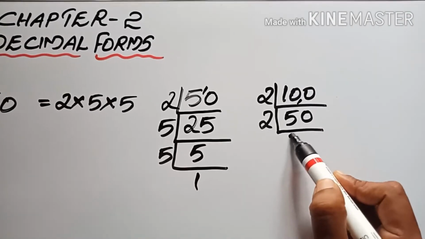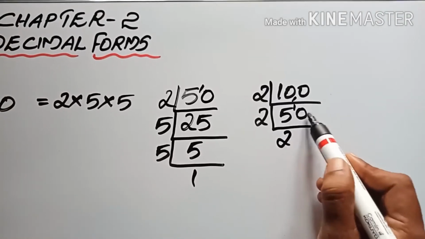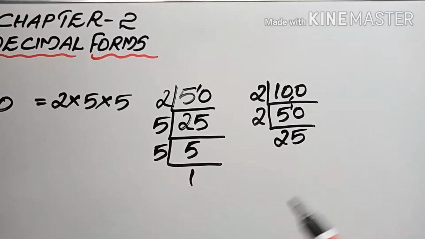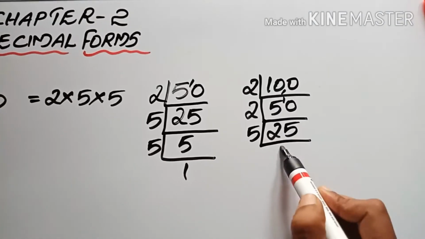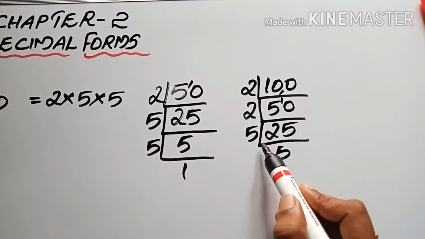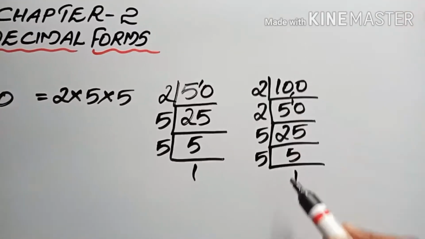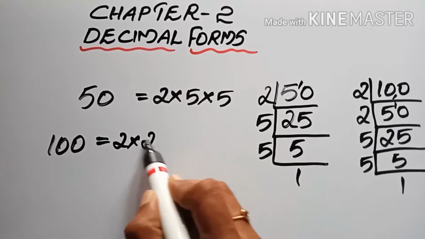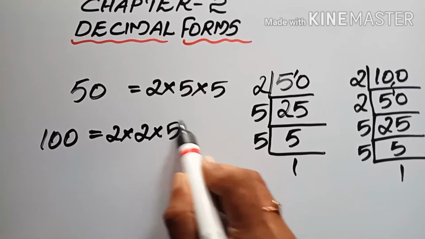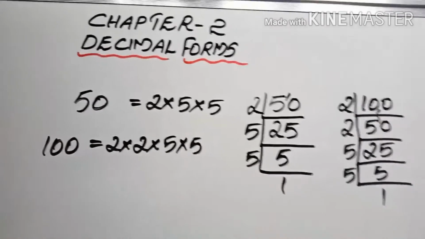So in 5 2, 2 2's are 4. 1 balance, that 1 we need to put here. So 10, in 10, 5. So 25. Again with 5. So 5 5's are 25. Again with 5, 1. So 100 we can write like this. 100 equal to 2 into 2 into 5 into 5. Okay, so this is the factorization.